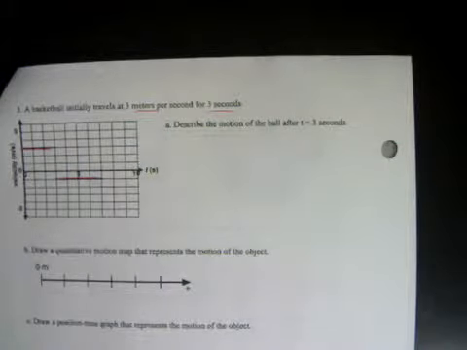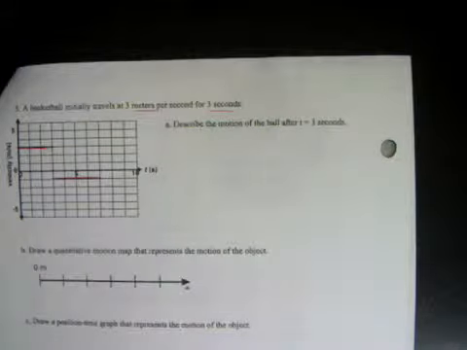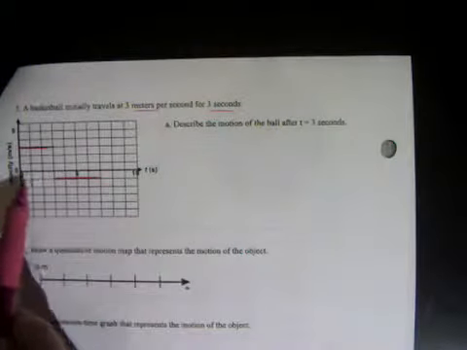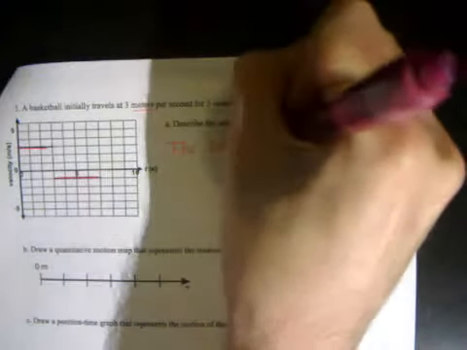Okay? So in order to do that, we need to figure out after those 3 seconds, does the ball go in a positive or negative direction? So if we're looking here, this line right here is actually below 0, so we know it's at -1. So we'll say the ball travels in the negative direction at 1 meter per second. Okay.